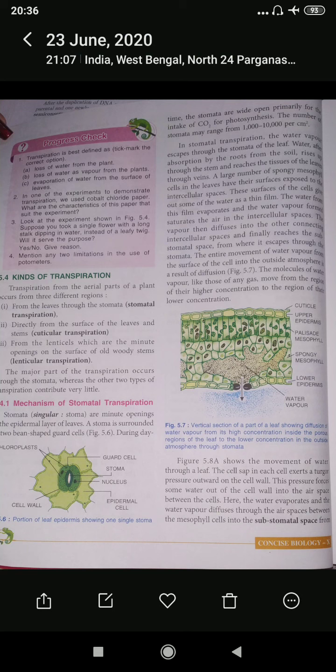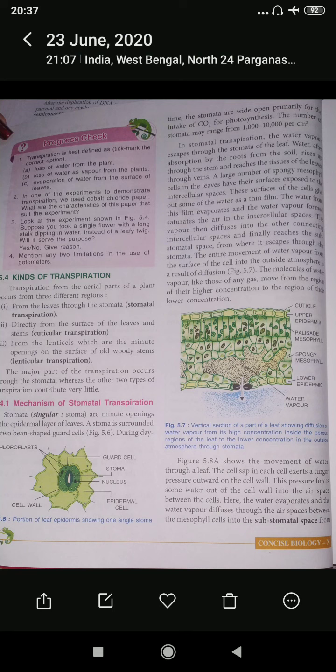Their wall is thick on the inner side, that is towards the stoma, whereas it is thin on the outer side. So, the movement of the guard cells regulates the opening and closing of the stoma. Transpiration occurs more rapidly when the stomata are open. In many plants, the water loss through this type of transpiration is 80 to 90% of the total water loss.